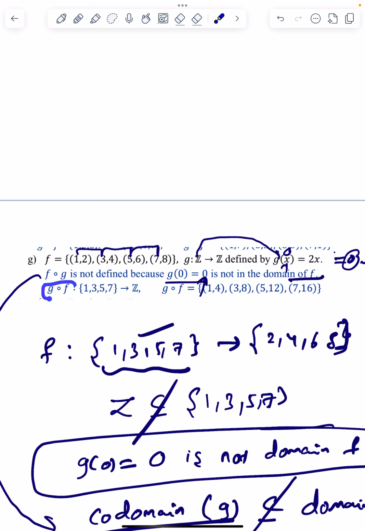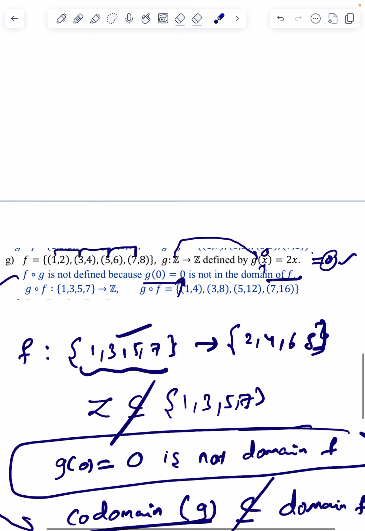You know how to find the composite function domain. The domain is nothing but the second function's domain. What is the codomain of this composite function? It is the first function's codomain. The codomain is nothing but the codomain of the composite function. I am saying the logic is compulsory; you have to remember it.